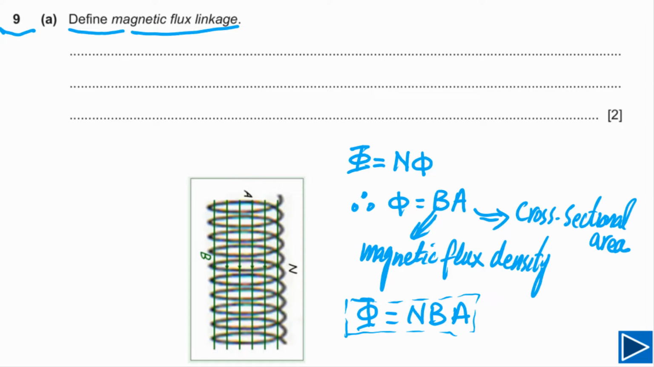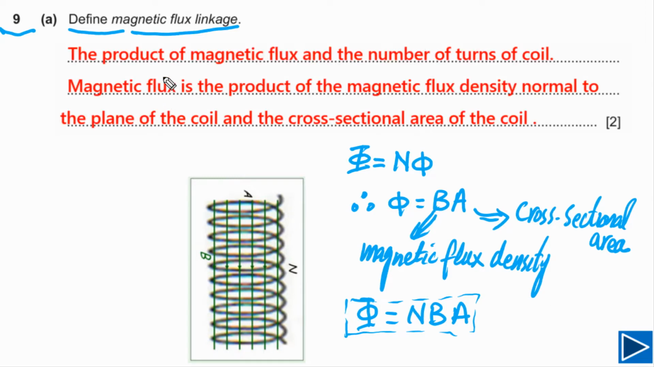Now let me show you how you can write down the answer for this question. This is how you can write down the answer. For the first part, we have said the product of magnetic flux and the number of turns of coil. So we have defined this one. Magnetic flux linkage is equal to N times magnetic flux. In the second part, we have defined what is magnetic flux.